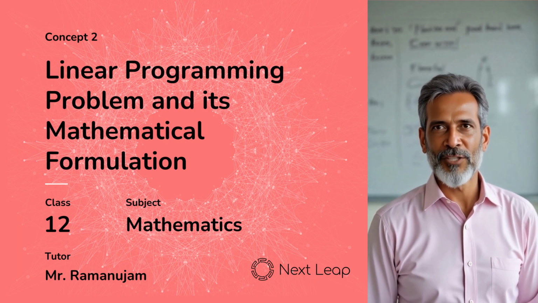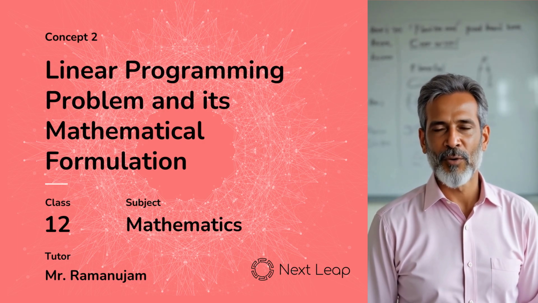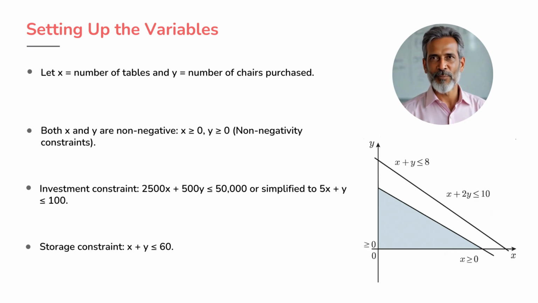And that brings us to the question, what is the best combination to maximize profit? To answer this, we need a mathematical approach. And that's exactly what linear programming does. Let's now express this problem in mathematical language. Let x represent the number of tables and y represent the number of chairs. Since we can't have a negative number of items, both x and y must be greater than or equal to 0. That's written as x greater than or equal to 0 and y greater than or equal to 0. These are our non-negative constraints.